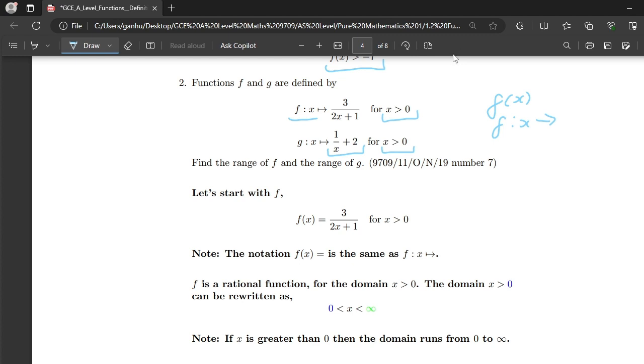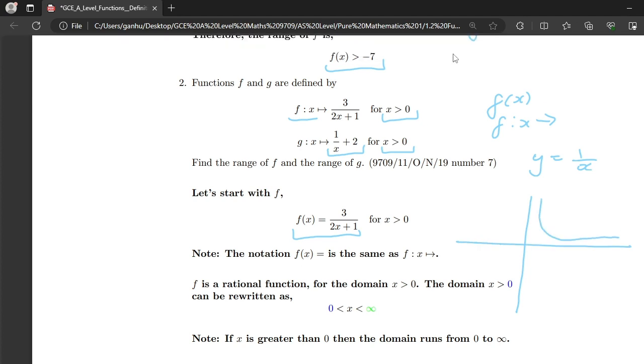Again, to be able to find the range, we need to sketch the graph. So f of x here is a rational function. So the graph that we need to be able to draw is the graph of y equals 1 over x. If you can sketch the graph of y equals 1 over x, you should be able to sketch the graph of 3 over (2x plus 1). So if we were to sketch the graph of y equals 1 over x, it looks like this. This is what it looks like. But now notice that we have a 3 here, we have a 2 here, we have a 1. So these are now transformations.